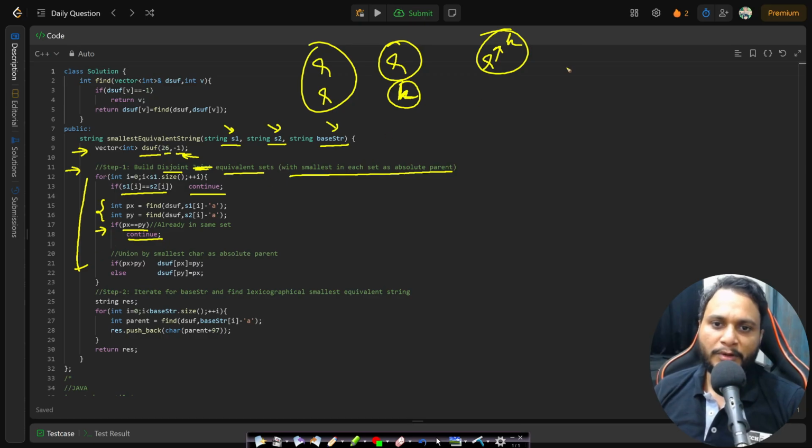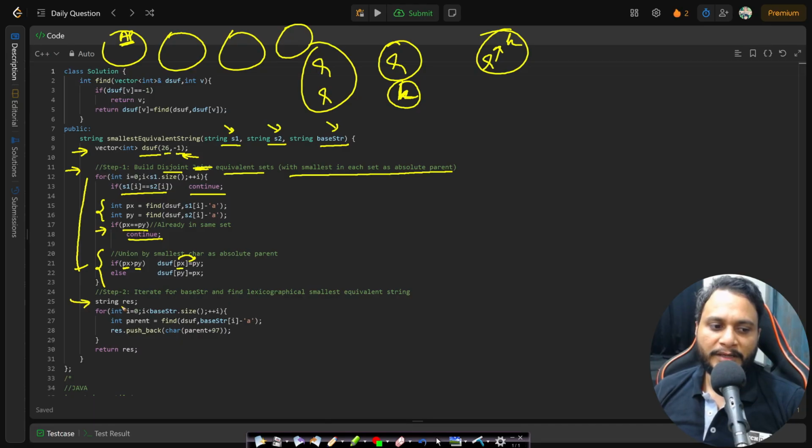Now if they belong to two different sets, then I will be taking union and I will be checking which one is larger. So the larger one will always be pointing to the smaller one. So if px is larger, then px will point to py. Otherwise py will point to px, right? So after this step is done, we have created all the sets where the absolute parent will always be the smallest ASCII value.